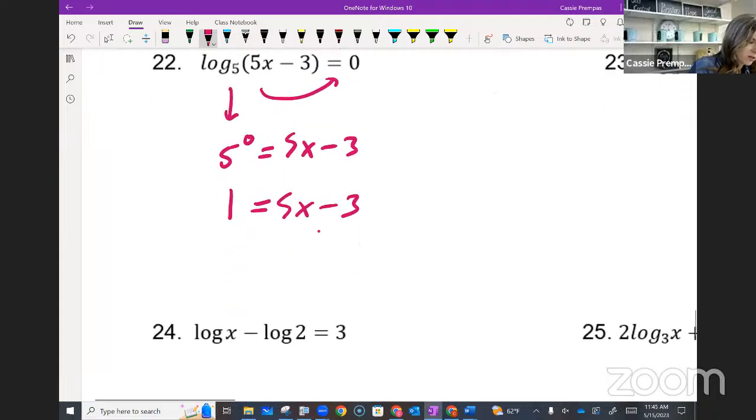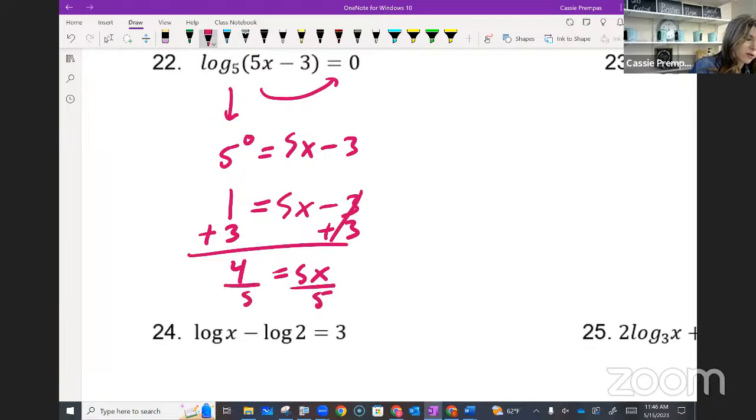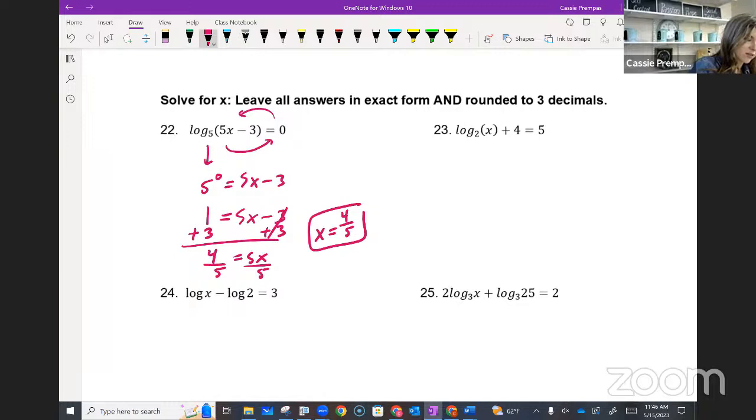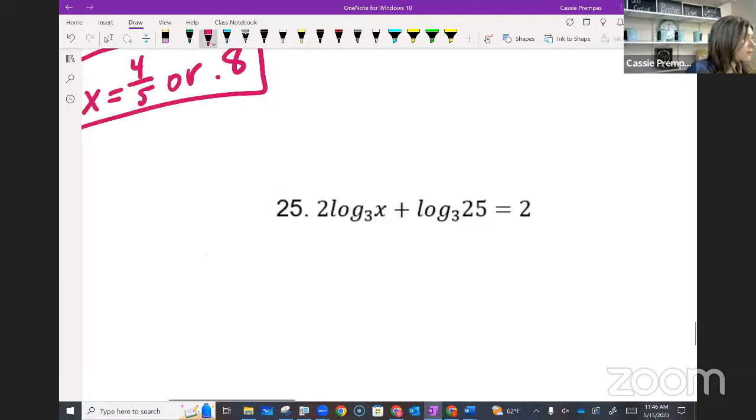And then you solve from there. So we add 3, giving us 5x is equal to 4. Divide both sides by 5. Perfect. That's good. Yeah, that's exact. It says exact and rounded, but I mean, if you put that in on your calculator, I'll take this just because it's so nice and pretty. 0.8. Okay, let's do 25 together.